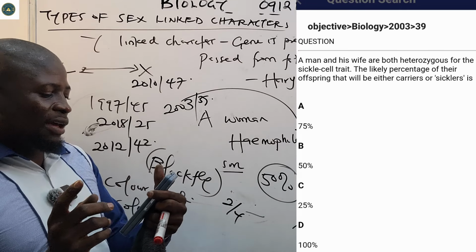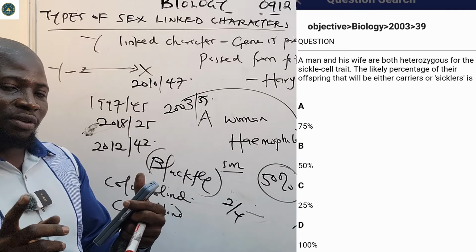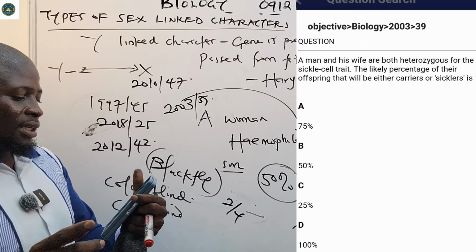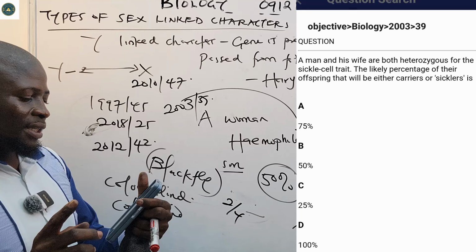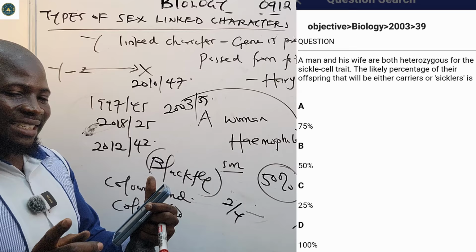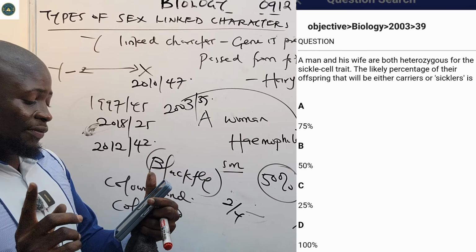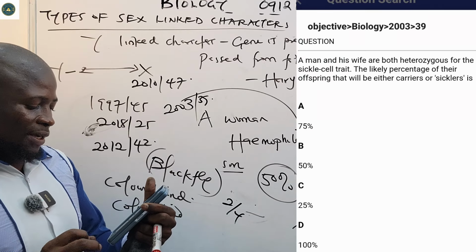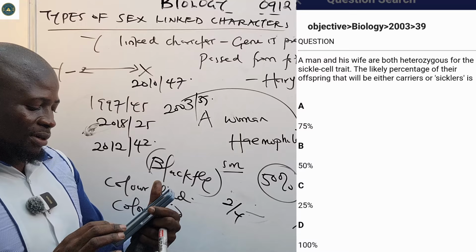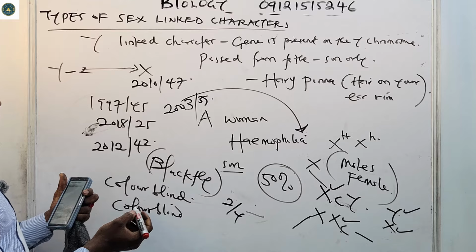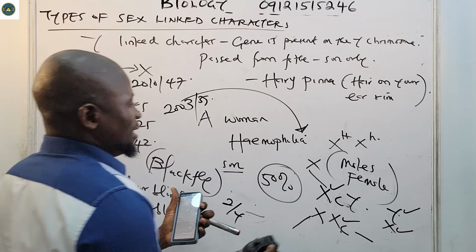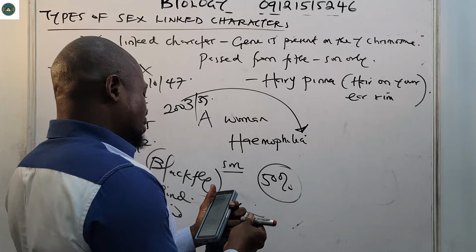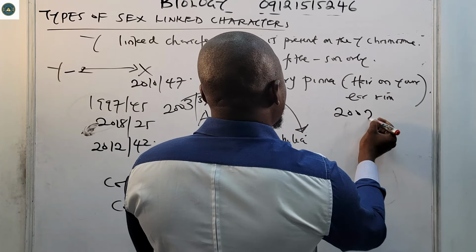They say a man and his wife are both heterozygous for sickle cell traits, SS. The likely percentage of their offspring that will be carriers or sicklers is A, 75%; B, 50%; C, 25%; D, 100%. You can do that. Tell me the answer in the comment section. Now you will look for these years and answer them. Tell me the answers in the comment sections. Make sure you do them, just to cement your understanding about this topic.